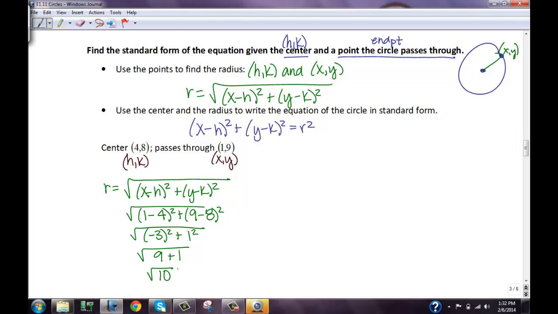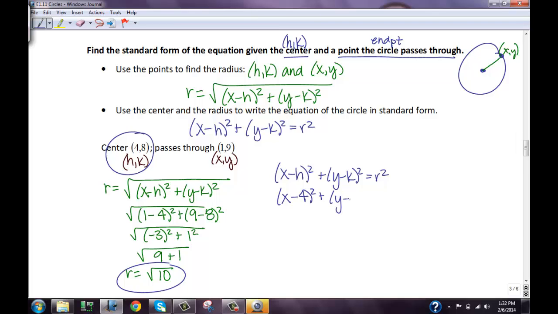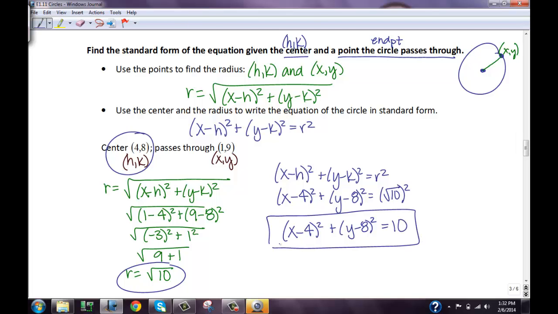Okay. Now that I have my radius and I know my center, I'm just plugging those into my standard form. So I have (x minus h) squared plus (y minus k) squared equals r squared. So (x minus my h value, which is 4) squared, plus (y minus my k value, which is 8) squared, equals my radius, which is the square root of 10, squared. And then I just simplify. So the standard form of this equation is (x minus 4) squared plus (y minus 8) squared equals 10. Okay, not too bad.